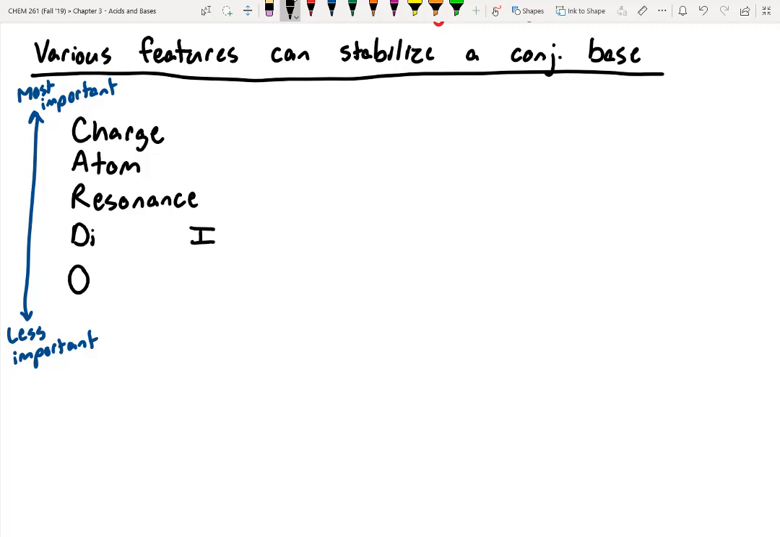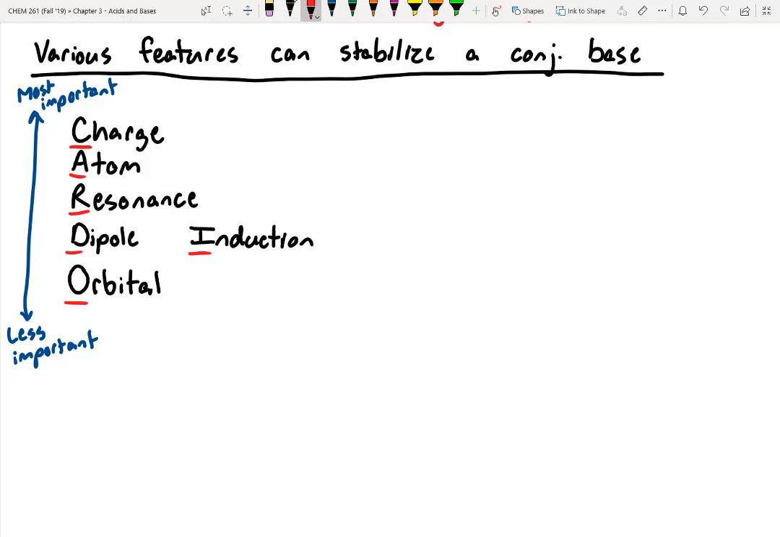Next one is called dipole induction. We'll talk more about what that means. And then last is orbital. So this is a pretty good priority list. First thing we look at is charge, then we look at atom, then we look at resonance, then we look at dipole induction, and last but not least, we look at orbitals. This is a good general guideline.